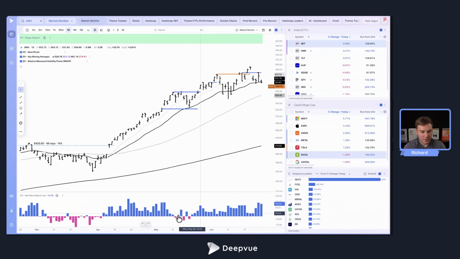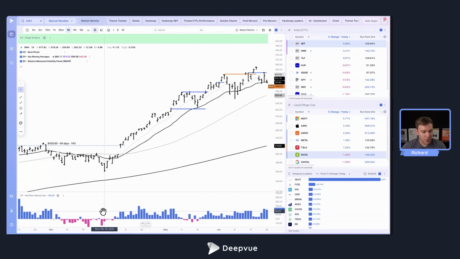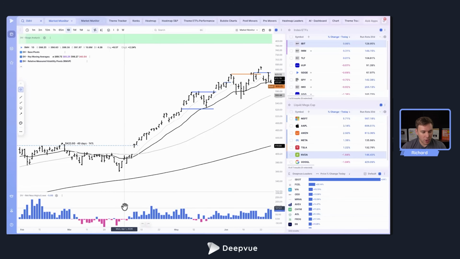Down below here, you might have noticed I have the DFU net new highs, new lows. This is just kind of confirmation for me. Price and volume, or just price really on these indexes, is the most important thing. Where are we with respect to the moving averages? But you'll notice that great trends start with a burst of new highs.